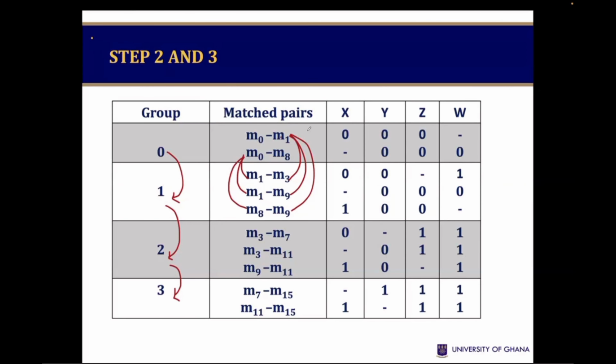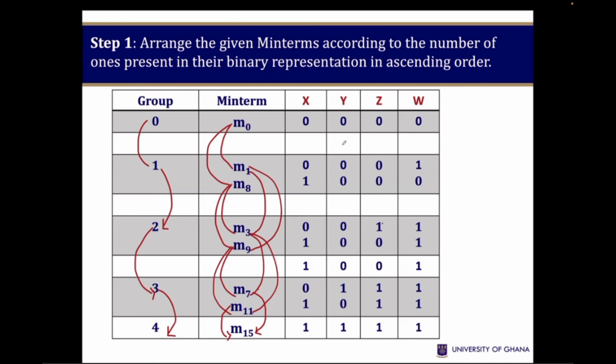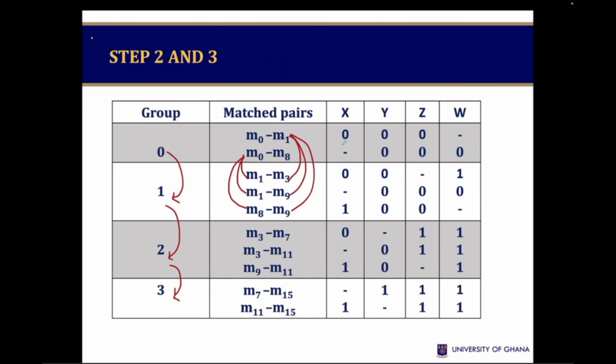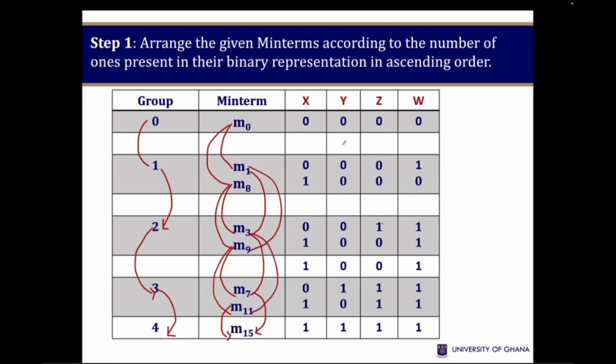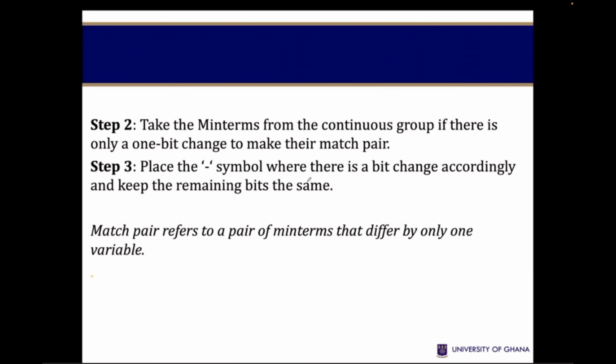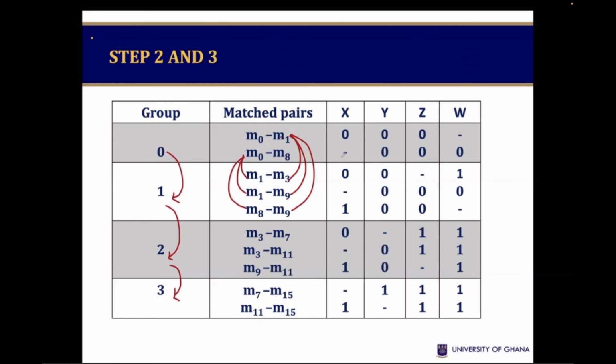For M0, M1, I just want us to recap again. The dash is at W, right? Yes, sir. M0, M8, the dash is at X. Yes, so it's at X. So M0, M8 is at X. Very good.